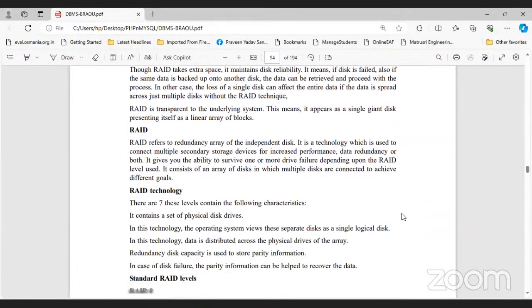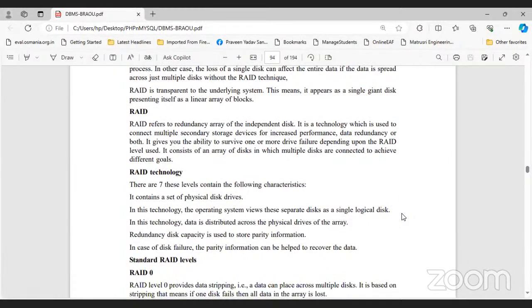In this we have 7 levels: RAID 0 level, RAID 1 level, 2 level, 3 level, 4 level, 5th level, 6th level, 7th level. The functionality is to store the data only, but there are some differences. So we will discuss. First, we have to avoid redundancy, meaning duplication of the data.